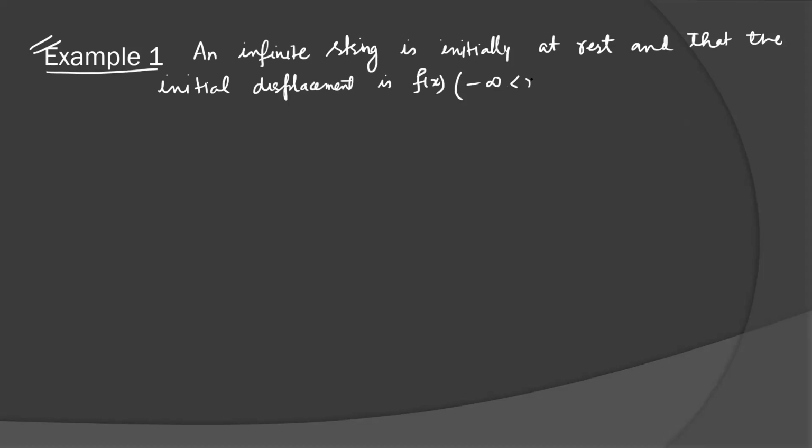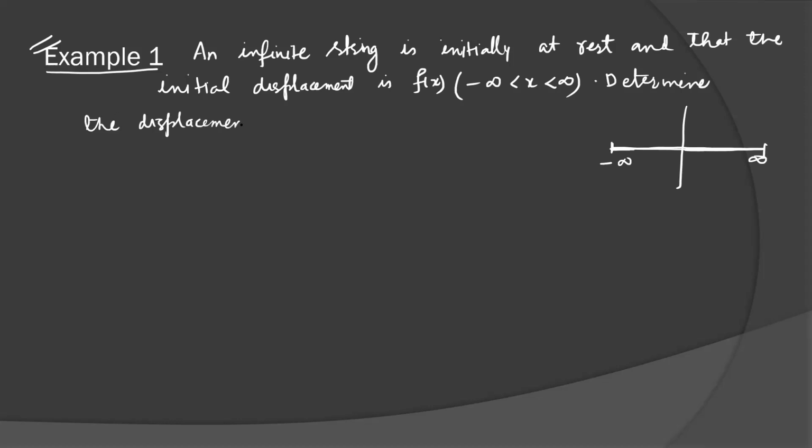Infinite string means the length of the string will be from minus infinity to plus infinity. One end of the string is at minus infinity and the other end is at plus infinity. So this is an infinite string, kept here from minus infinity to plus infinity. Determine the displacement u(x,t) of the string.